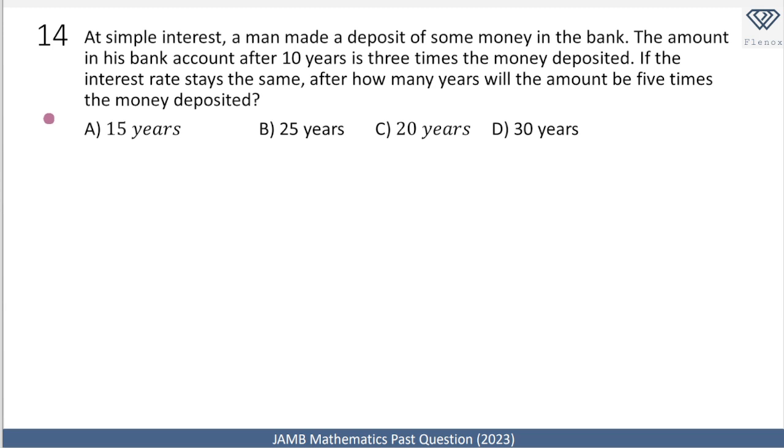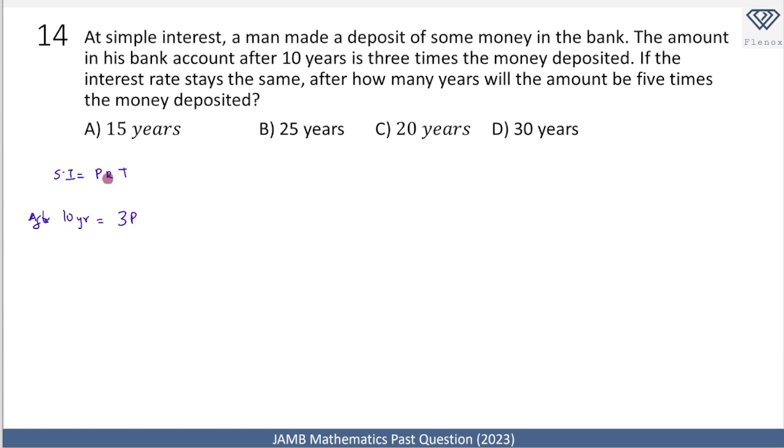So now, first thing we can do is write the simple interest formula. You know the simple interest is what? Principal times rate times time. Now we are told that after 10 years, the money that he has in the bank is what? Is 3 times the amount he deposited. Now the amount he deposited is P, which is his principal. So after 10 years, he has what? 3P in his bank account, or 3 times the amount.